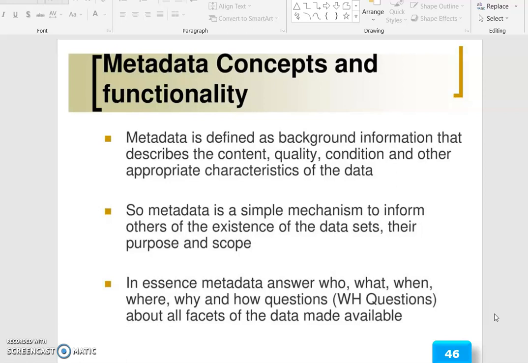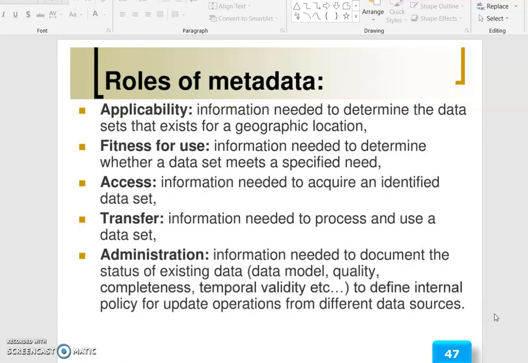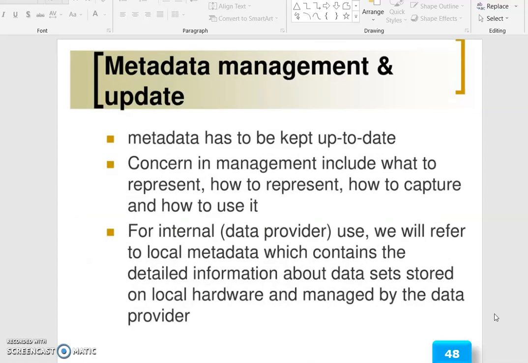So the WHO questions are about all facts of the data made available. So the accessibility: information needed to determine the data sets that exist for a geographic location. So fitness for use, access, transfer, administration. So the metadata management and update. The metadata has to be kept up to date. Concerns in management include what to represent, how to capture and how to use it.